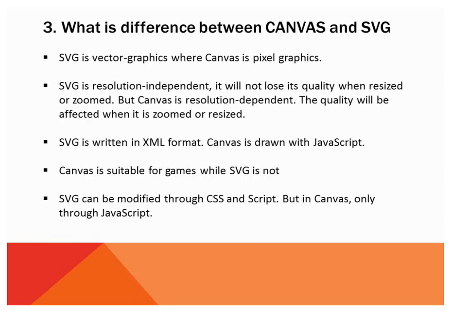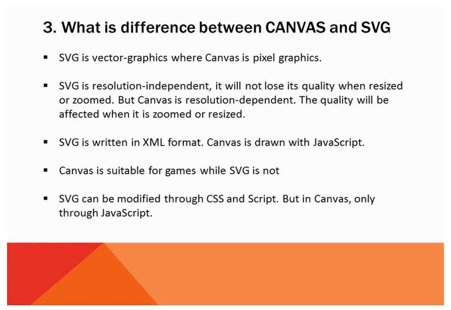Then, what is the difference between CANVAS and SVG? SVG is vector graphics, whereas CANVAS is pixel graphics. SVG is resolution independent. It will not lose its quality when resized or zoomed, but CANVAS is resolution dependent. The quality will be affected when it's zoomed or resized.